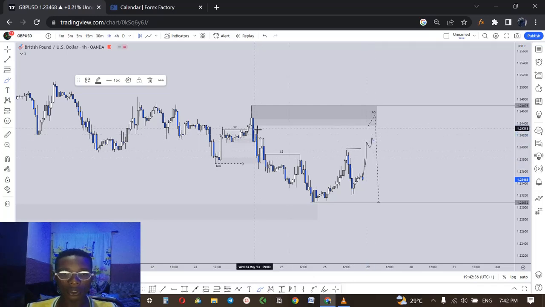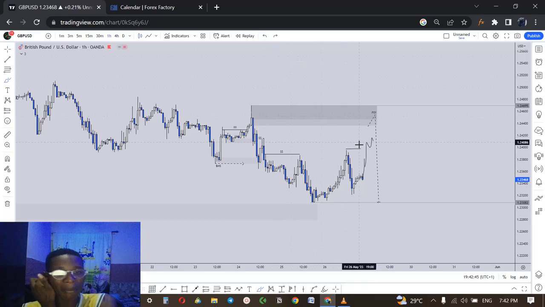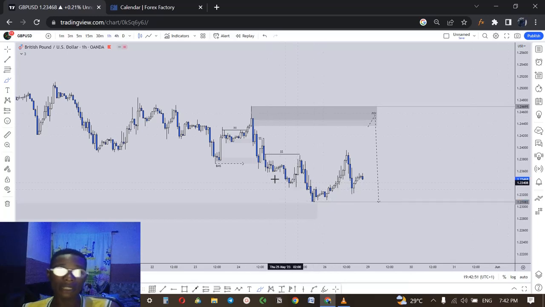Filling up those, capturing this liquidity, filling this tiny imbalance, mitigating this portion where the institution are actually in drawdown, then giving me my lower time frame confirmation. Then I start looking for a short position, right? So this is what I'm currently looking at on Euro USD.